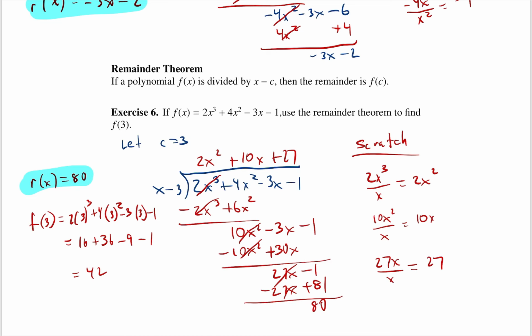Oh, that's because this is not equal to 16. That was my mistake. 3 cubed is 27. 27 times 2 is 54. So let's try that again. And now it does equal 80, as you can see. So there are two ways to do this. You can simply just plug in 3 into the function to find the remainder, or you can actually do the long division, which is a little bit longer or more work.